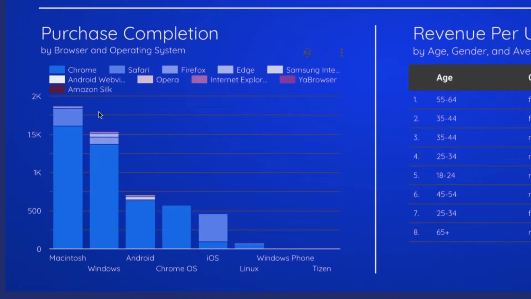The first metric I want to discuss is tracking the operating system and the browser that each viewer used. For example, for completed purchases, Macs had the greatest number of sales, with Google Chrome being the most used web browser. Second was Windows, with Chrome also being the main browser.